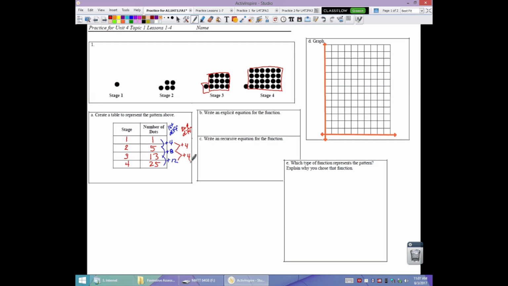So yes, I do know that this is, and I'm going to jump right now because I'm saying it anyway, to part E, which type of function represents the pattern. This is a quadratic function. And we know that because you could either say, you don't need both, but because the first differences are linear, or your other answer could be because your second differences are constant.